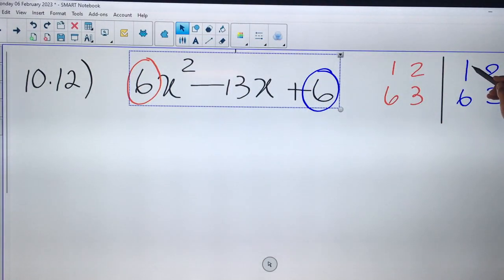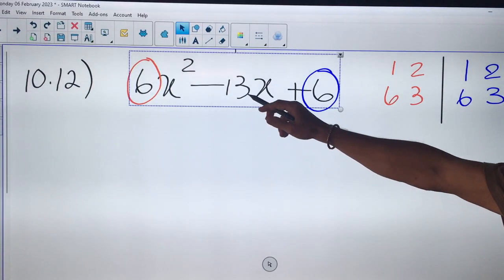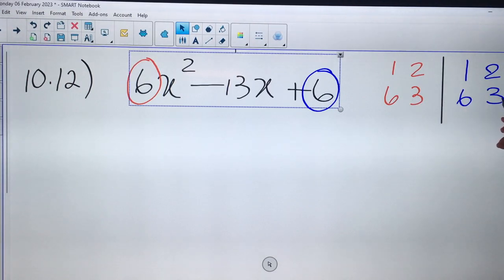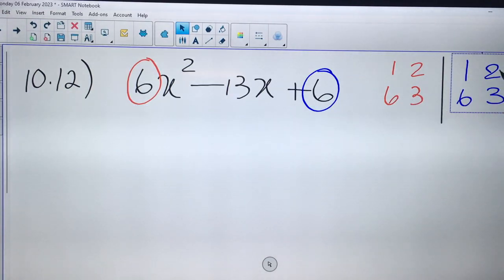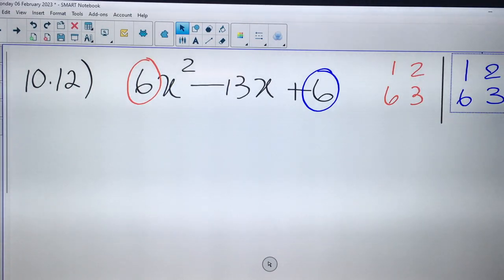6 times 1 is 6. 1 times 6 is 6. 6 plus 6 is 12. That's close, but we need 13. So now I go with the last one. 6 times 3 is 18. 1 times that is 2. 18 plus 2 is 20. Not going to work. If I go like that, that will give me 6 times 2 is 12. 1 times 3 is 3. 12 plus 3 is 15, still too big.